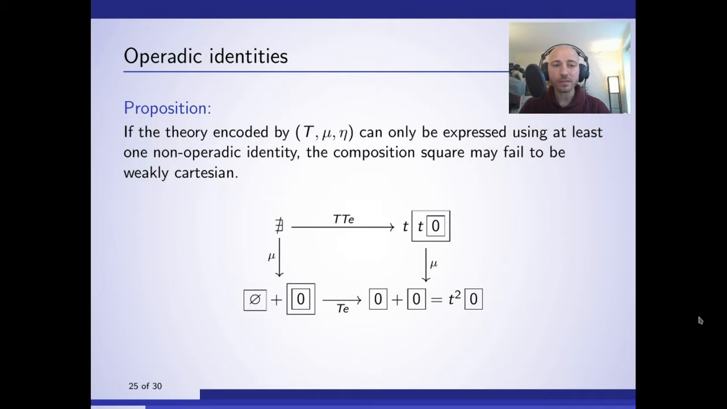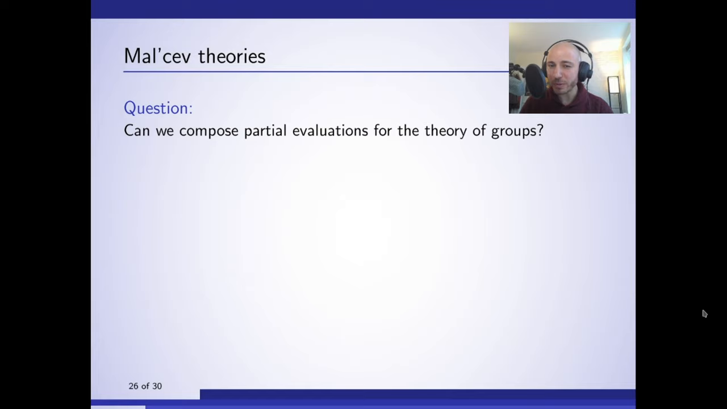So yeah, I'll go forward, and we saw that groups have this simplification. You can take negatives, so they're not operatic. Can we compose things anyway? Well, it turns out that for the theory of groups, we can, precisely because we can take differences. So groups form what's called a Malcev theory. So let's explain what this is.